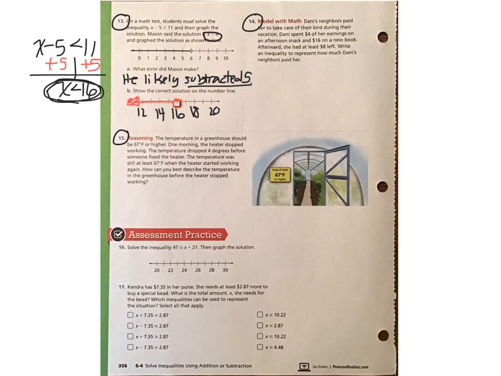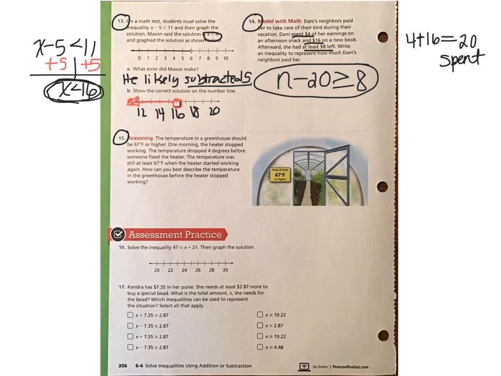Now I want you to try number 14. In this problem, we notice that Danny has spent some of the money that she earned taking care of her neighbor's bird. She spent $4 on an afternoon snack and $16 on a book. So altogether, she spent $20 of her money. Because she spent $20, we're going to show that as subtraction, taking it away from the amount of money that Danny's neighbors paid her, which we're calling N.